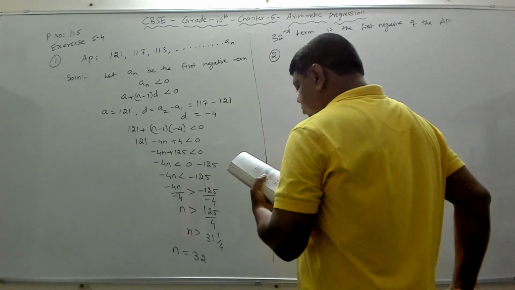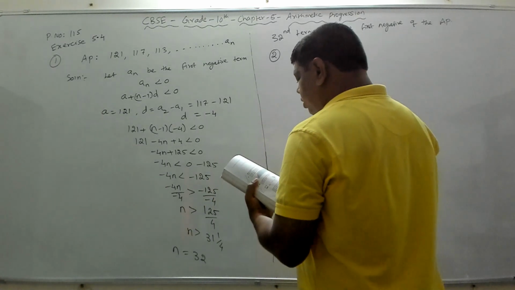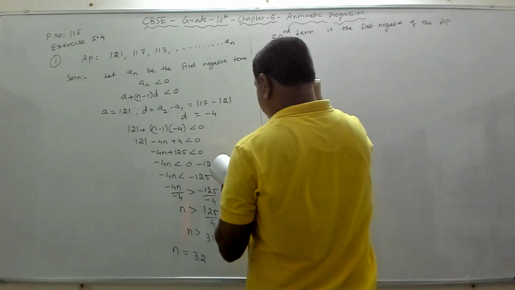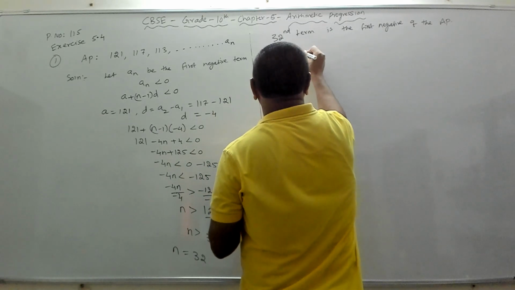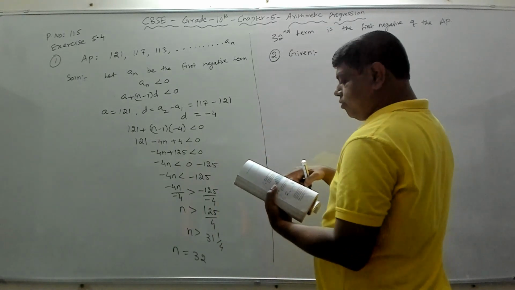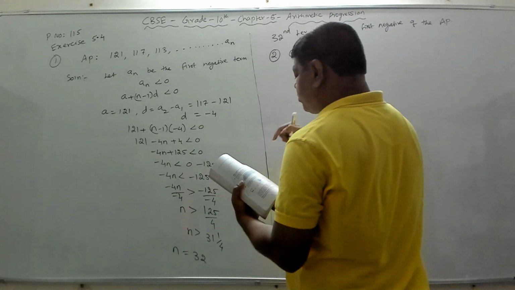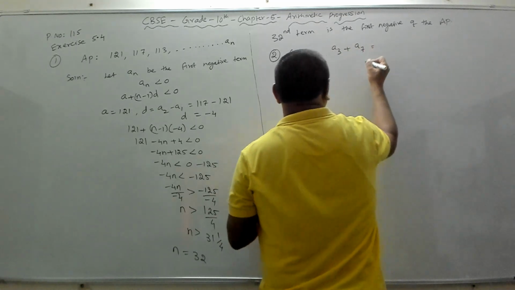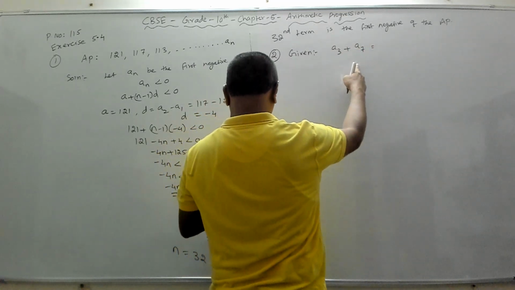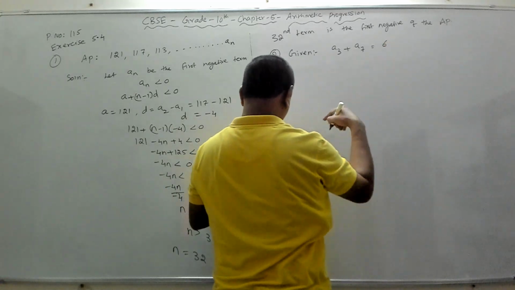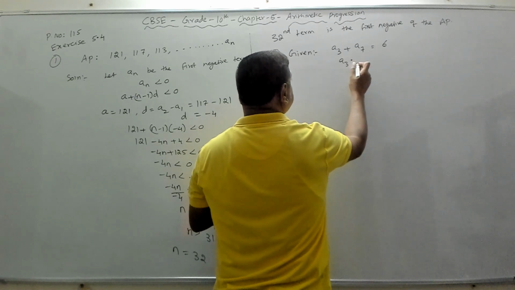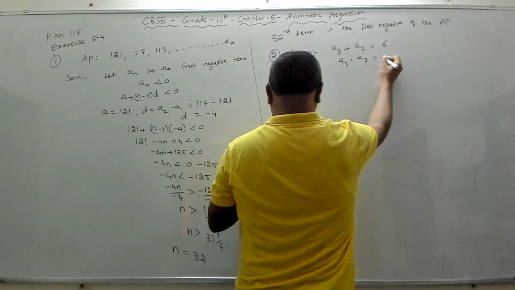It says the sum of the third and seventh terms of the AP is 6, and the product is 8. So what is given in the question? The sum of the third and seventh terms of the AP. Third term means A3, seventh term means A7. The sum of the third term plus the seventh term is equal to 6. And their product is 8, which means the third term into, if I put a dot, it means into, the seventh term is equal to 8.